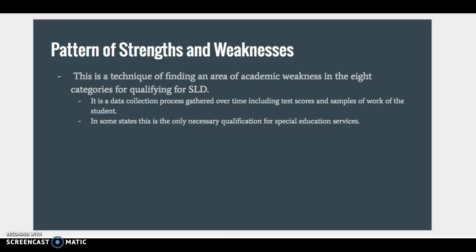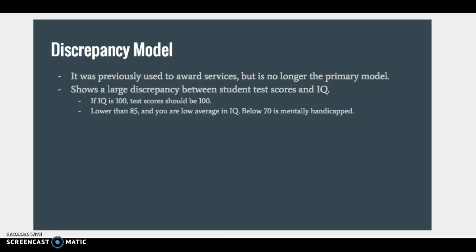It used to be part of the old pattern with an IQ test that would determine whether or not a student was eligible for special ed services. And the discrepancy model, finally, was previously used to award services, but it is no longer the primary model. And it shows a large discrepancy between student test scores and IQ. So if the IQ is 100, the test scores should be 100. Lower than 85 for an IQ is a low IQ. And below 70 is considered mentally handicapped.